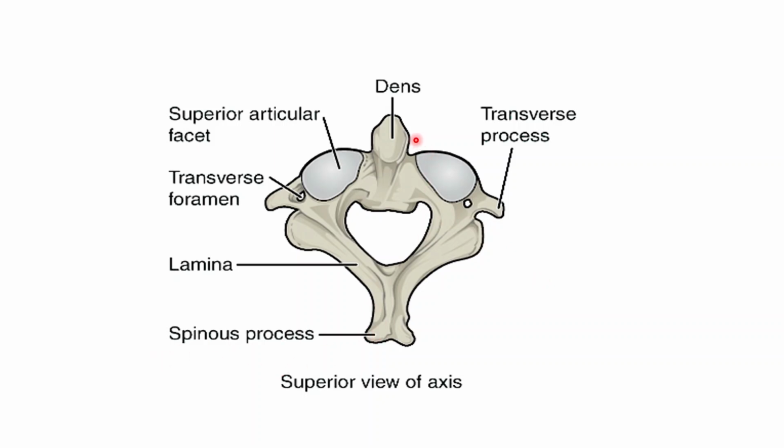Instead of a body, it has a dens. Fair enough? The dens is a superior projection. So this is again 2D. If you were to imagine it in 3D, the dens points upwards. It goes straight up. And we have the superior articular facet to hold the atlas, and the transverse process, as well as the transverse foramina, with the lamina and the spinous process, which are general for all vertebrae, and we also have the vertebral canal for the spinal cord, logically, and the medulla.